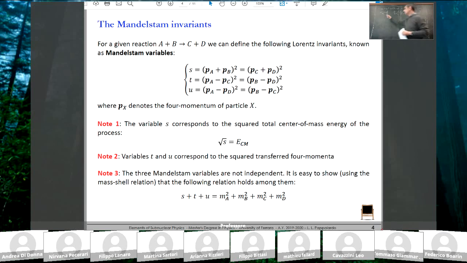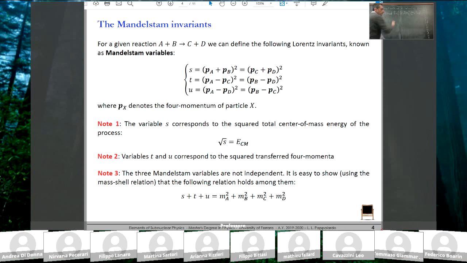Particle B instead is at rest. It is a fixed target experiment. So the four momentum of particle B is, in general, the total energy of B divided by c and the momentum of B. But in practice, since B is at rest, the total energy is just the mass, so this is mB, and the momentum is 0, because particle B is at rest. So there is no kinetic energy and no momentum.